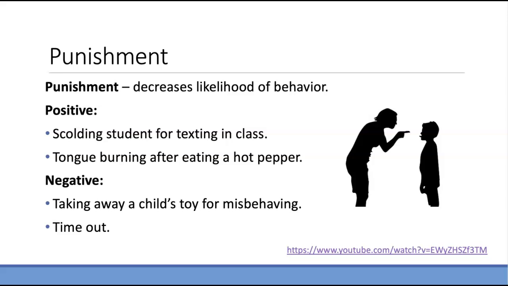Negative punishment, so something is being removed, which then decreases the likelihood of the behavior. So usually something pleasant is being taken away. So for example, if a child misbehaves, you can take away a child's toy. That is going to decrease the likelihood of them misbehaving again because they don't want their toy taken away. You could also give them a timeout.